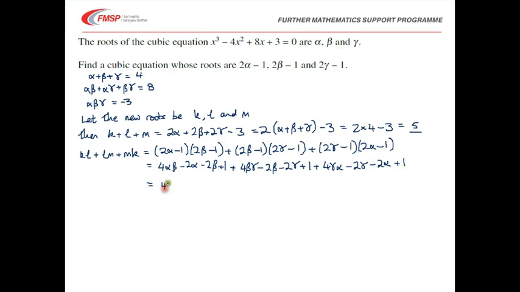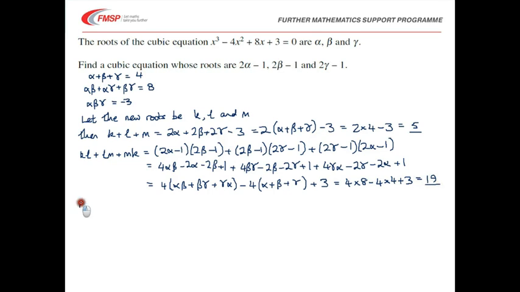Collecting similar things together, you can see that I've got 4 alpha betas, beta gammas and gamma alphas. And then I've got minus 2 alpha twice, minus 2 beta twice, and minus 2 gamma twice. So that's minus 4 lots of alpha plus beta plus gamma. And then I've got plus 3. So that's 4 lots of 8 minus 4 lots of 4 plus 3, which comes out to be 19.